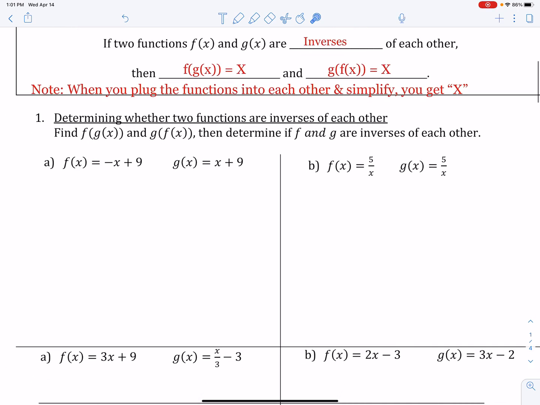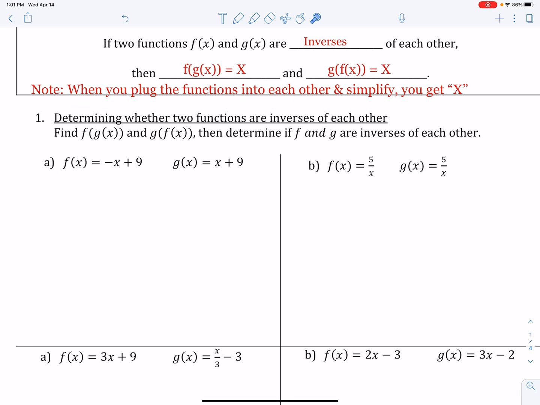Number 1 says determining whether two functions are inverses of each other. We're going to find this here, and then we're going to determine if f and g are inverses of each other. Now, if they're inverses of each other, both answers should be equal to x. If you want to add that in your notes, you can. That's basically what's being set up here.